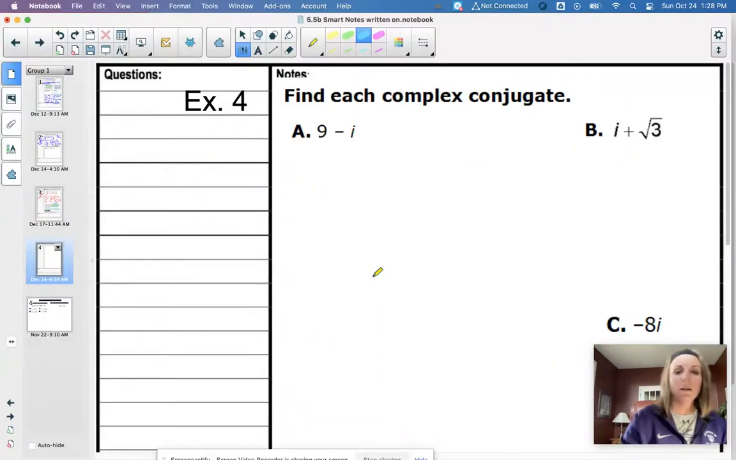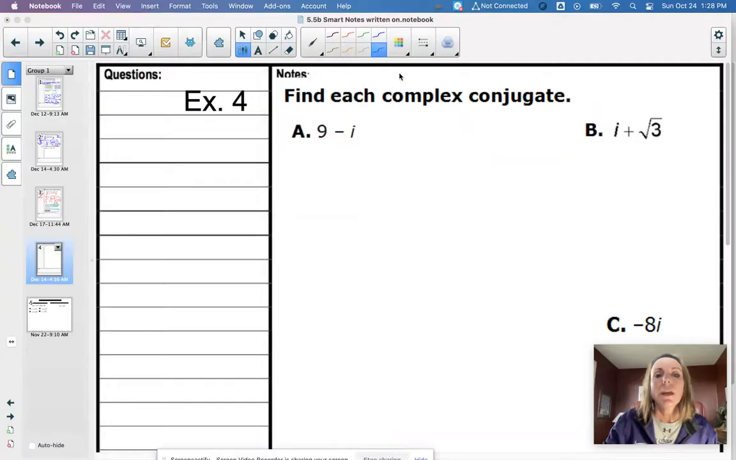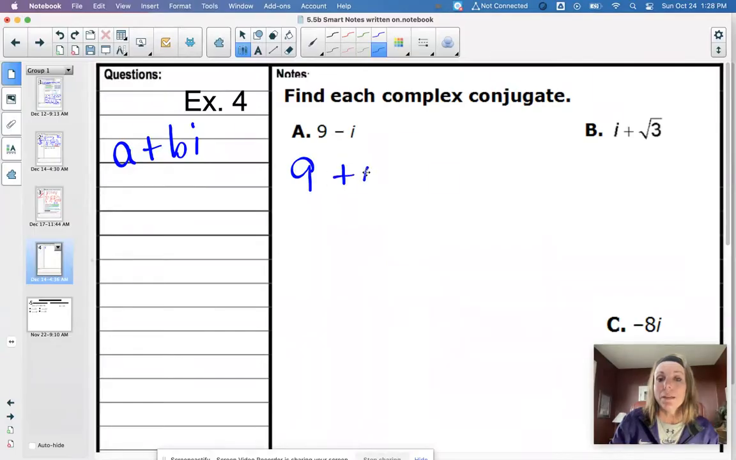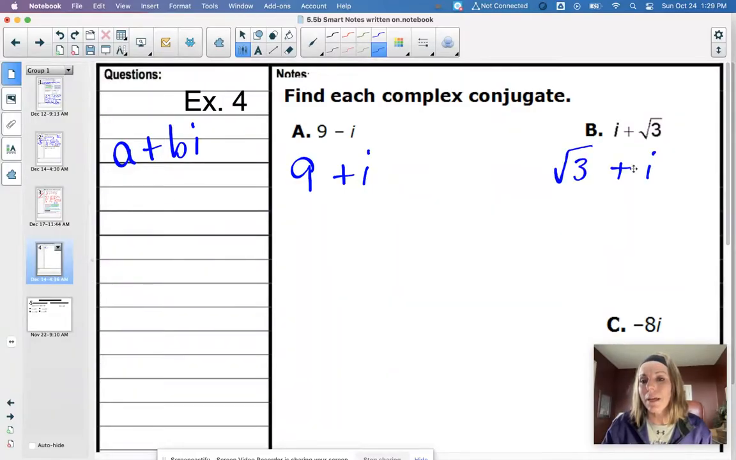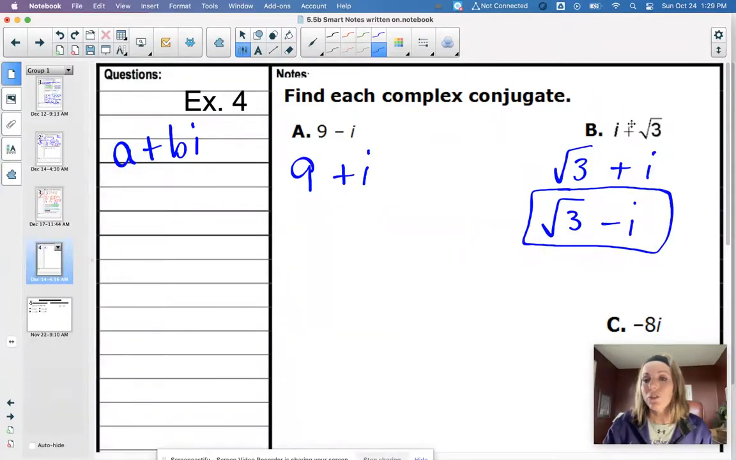Example 4. Find each complex conjugate. First, make sure they are all in the form a plus bi. Because remember that what's changing is the imaginary part. So 9 minus i is going to be 9 plus i. This is not in the right order. We have to change it first. a plus bi. We have to put it in this form. So then the complex conjugate is square root of 3 minus i. If you would have just changed that sign to a minus, you would have got it wrong. It needs to be in this form first, and then you change the sign in front of the imaginary part.